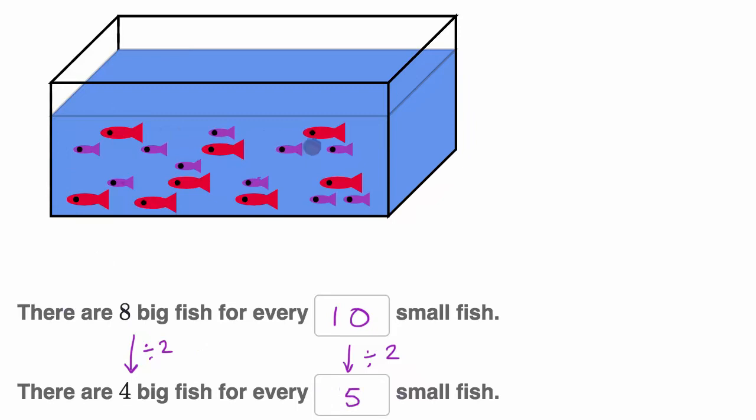And one way to think about it, you could divide the fish evenly into 2 groups right over here. So if I divide it like that, here I have 1, 2, 3, 4 big fish and 1, 2, 3, 4, 5 small fish. Then in this group I have 1, 2, 3, 4 big fish and 1, 2, 3, 4, 5 small fish. So every 4 big fish, there are 5 small fish. These are equivalent ratios. Let's keep going.